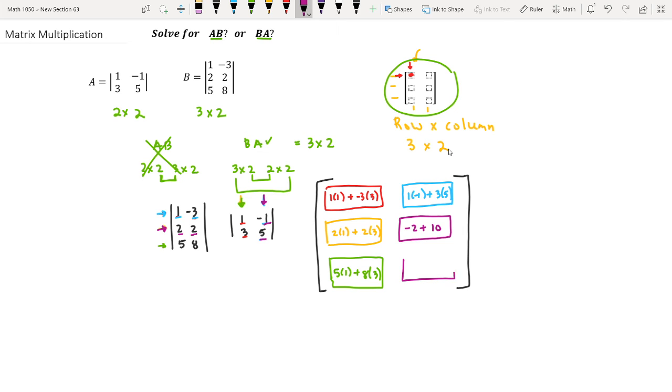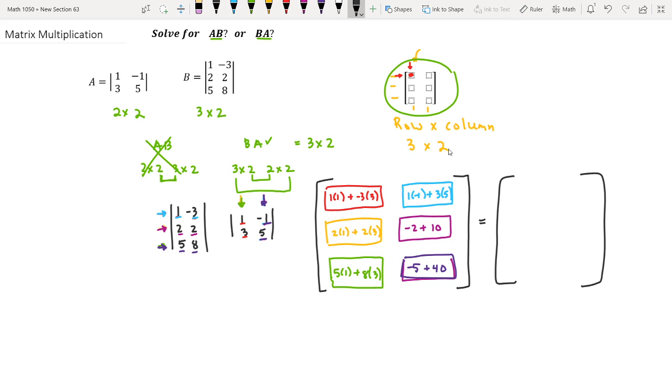And then our last one here, color's a big deal for me, so we're going to do it in that. Second column, last row: 5 times -1 is -5, and 8 times 5 is +40. So I shortcutted it a little bit more towards the end. You could do more than that, but I wouldn't try to do too much at once because there's so much going on.